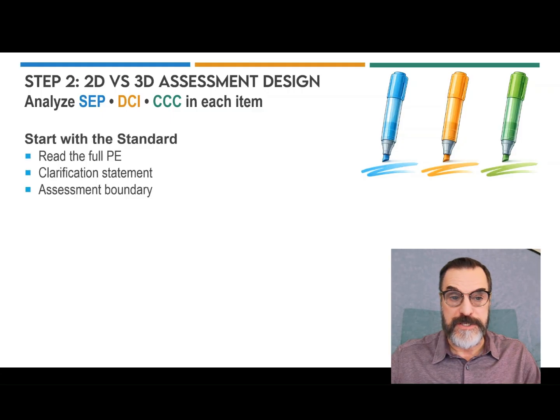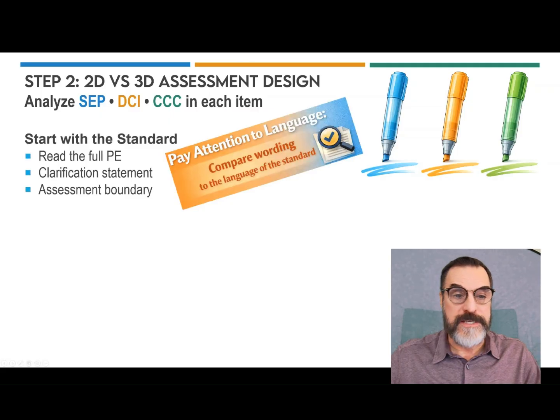Include the clarification statement and the assessment boundary. Those details matter more than we think. Pay attention to the language. There are two ways to begin the analysis.